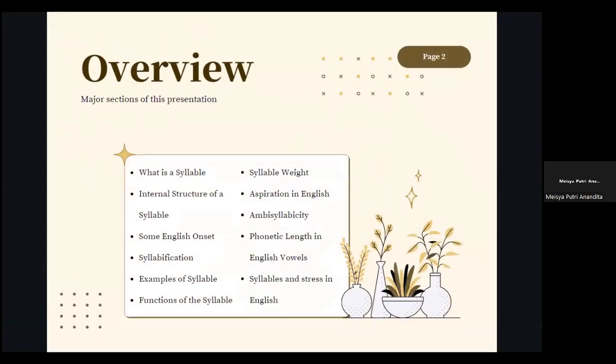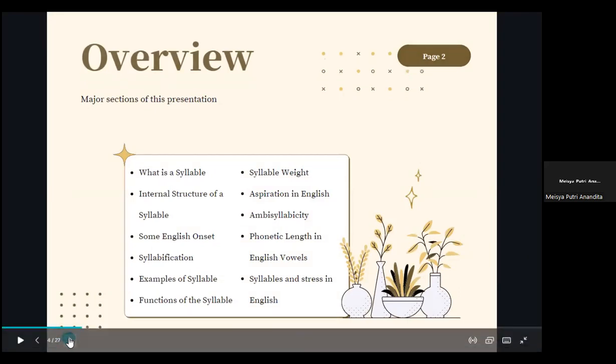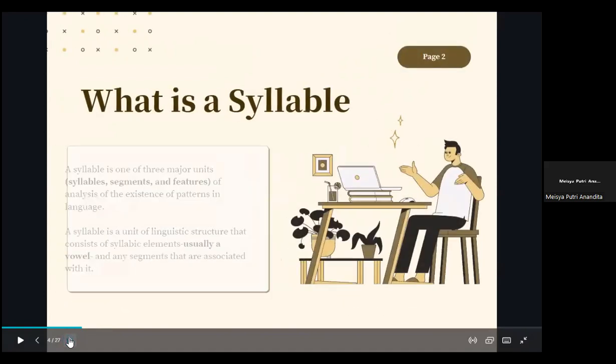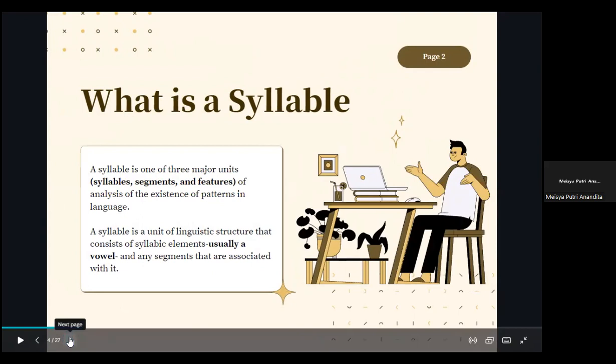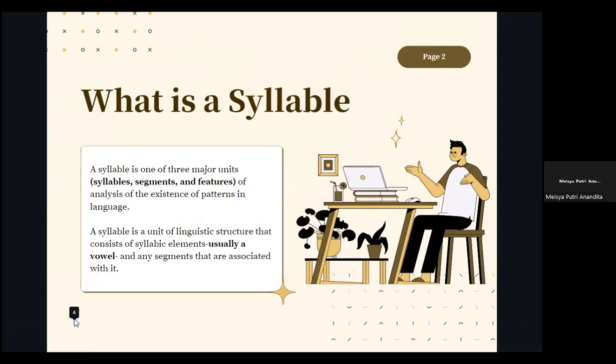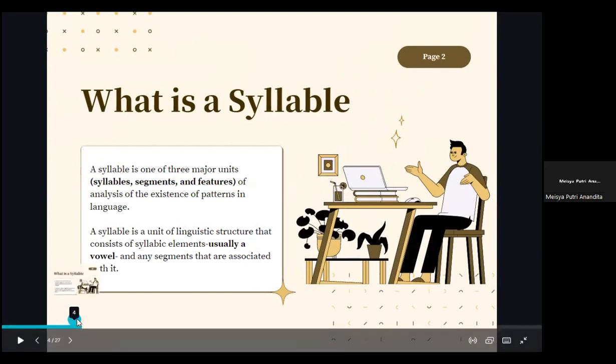And here is the content that we want to present today. A syllable is one of the three major units: syllable, segment, and features of analysis of the existence of patterns in language. A syllable is a unit of linguistic structure that consists of syllabic elements, usually a vowel, and any segment that is associated with it.